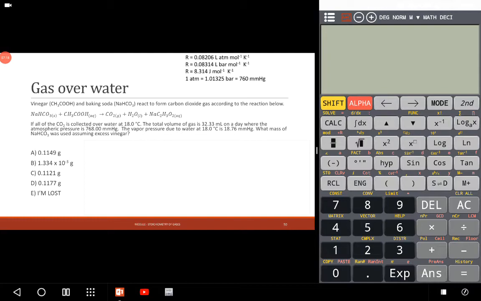Here is a practice problem for you. Vinegar and baking soda react to form carbon dioxide gas according to this balanced equation here. If all of the carbon dioxide gas is collected over water at 18 degrees Celsius, the total volume of gas is this, on a day where the atmospheric pressure is that, and the vapor pressure due to water is this at 18 degrees Celsius. What mass of baking soda was used, assuming there was excess of vinegar? Go ahead and pause the video and try to work this out. Unpause the video when you're ready to check your work.